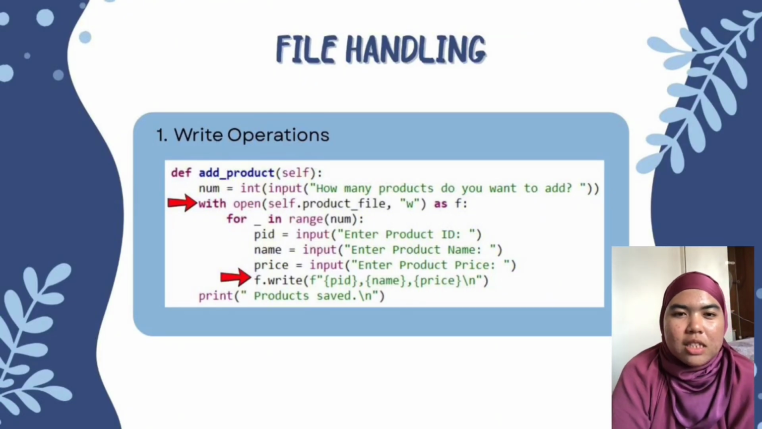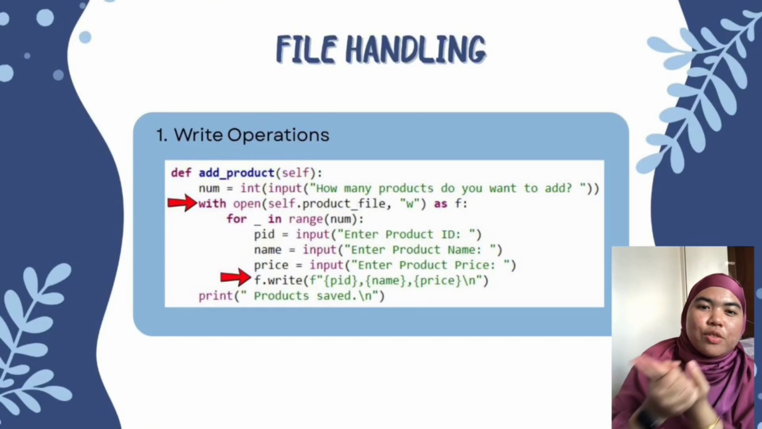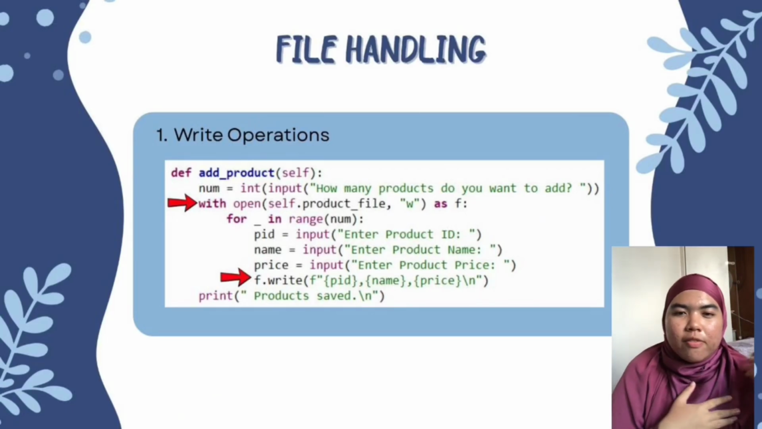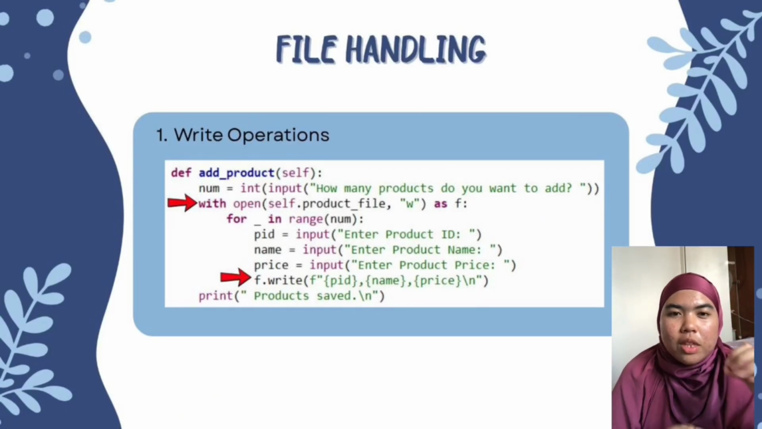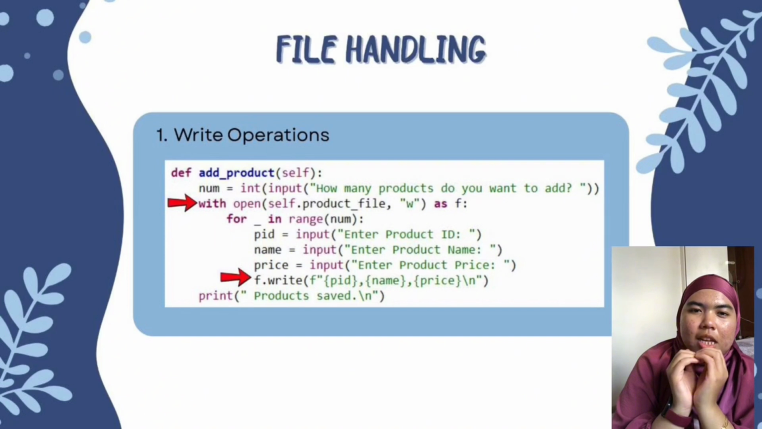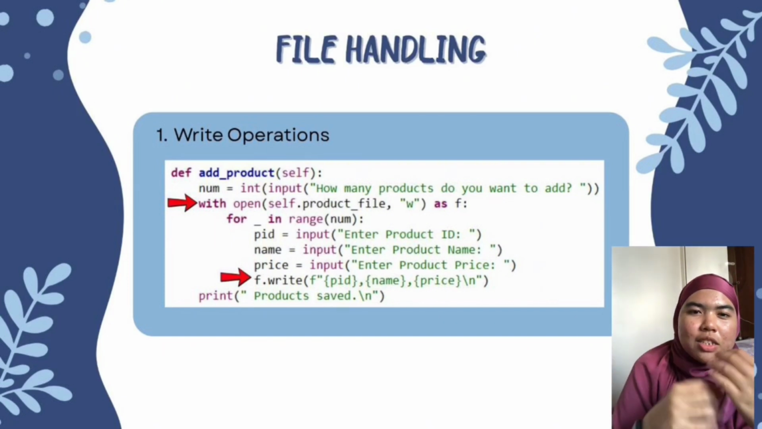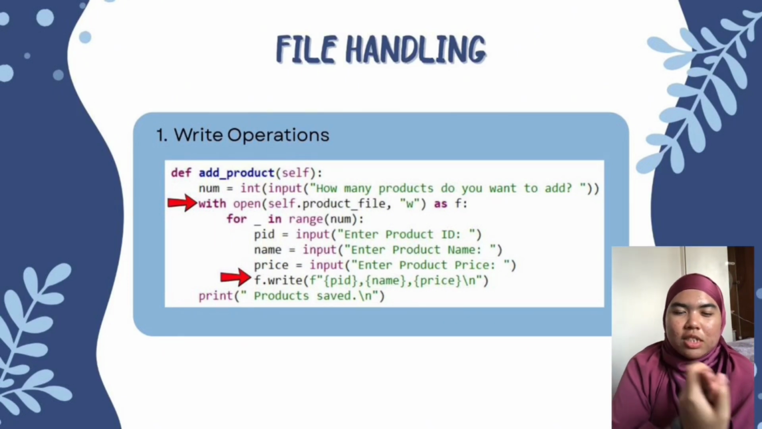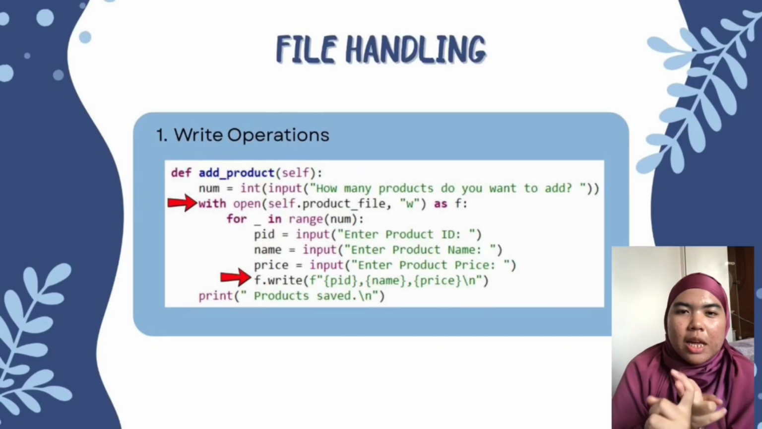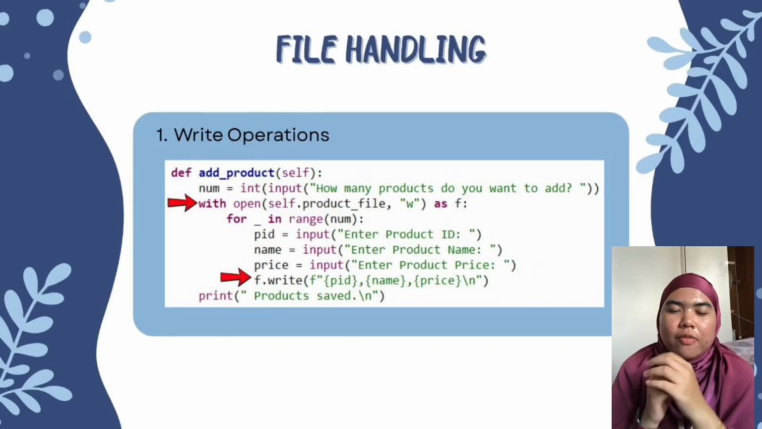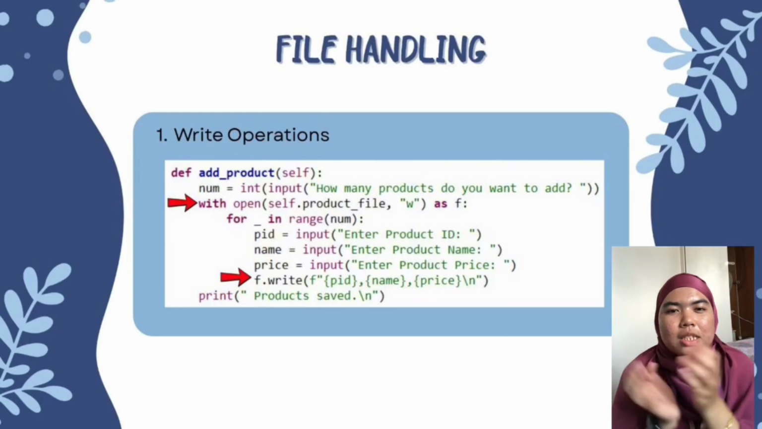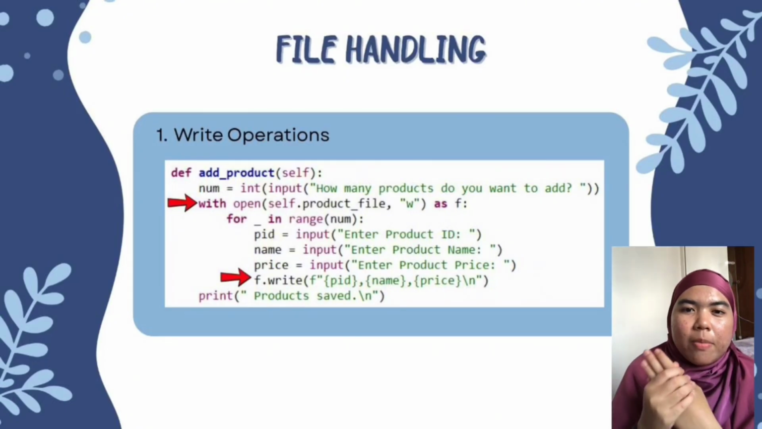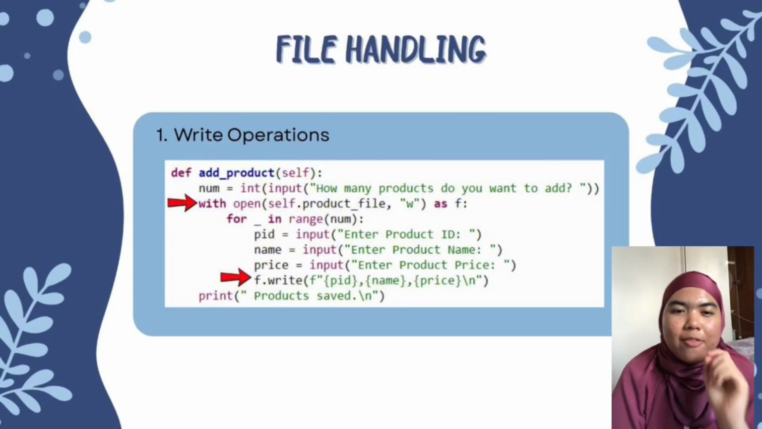We first ask the user how many products they want to add. Then we open the file in write mode using with open. Inside a loop, we collect three pieces of information from the user: the product ID, name, and price. Each product's details are then saved into the file separated by commas. Finally, we print a confirmation message saying the products have been saved.